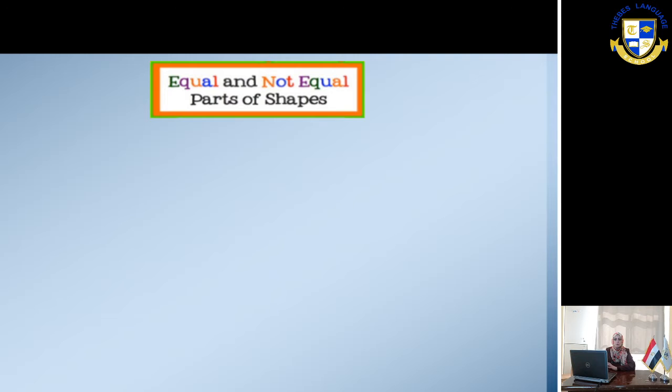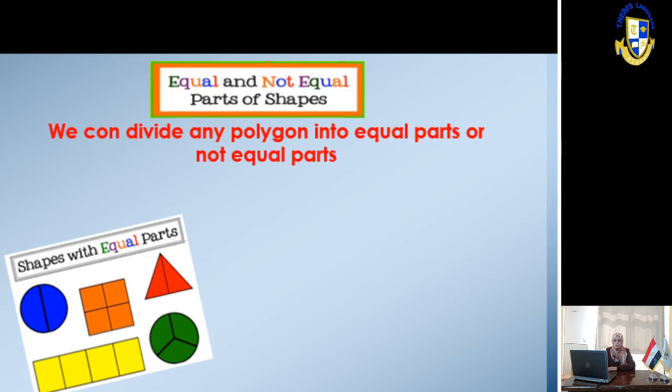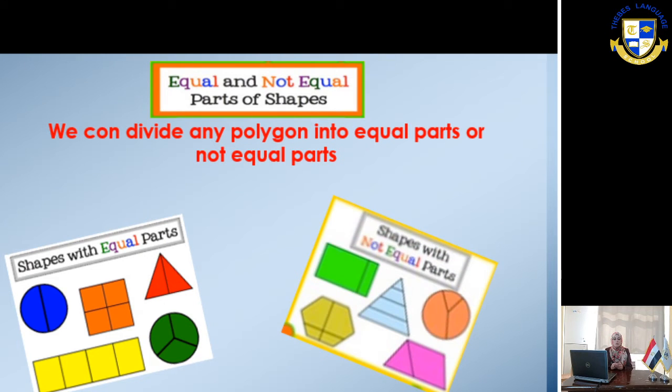Equal and not equal parts of the shape. We can divide any shape or any polygon into equal parts or not equal parts. What is the meaning of equal and not equal? See the shapes. Shapes with equal parts. You have a circle cut into 2 equal parts. You have a square cut into 4 equal parts, triangle into 2, another square into 4 equal parts, and a circle into 3 equal parts. Listen carefully, equal parts.